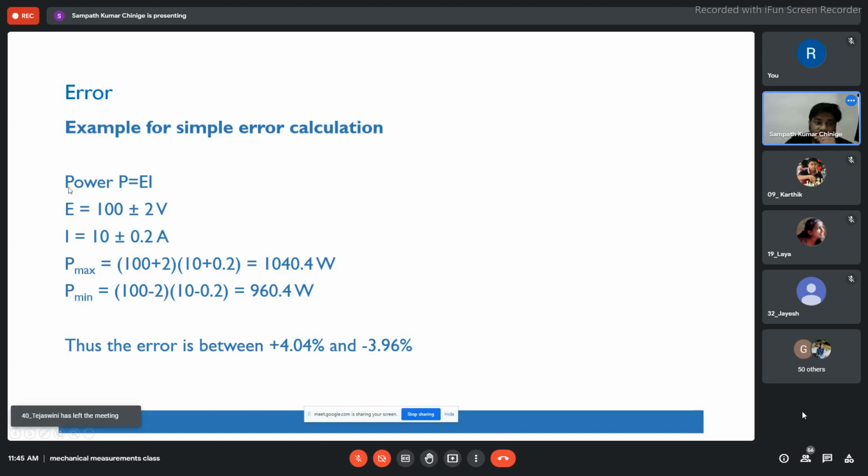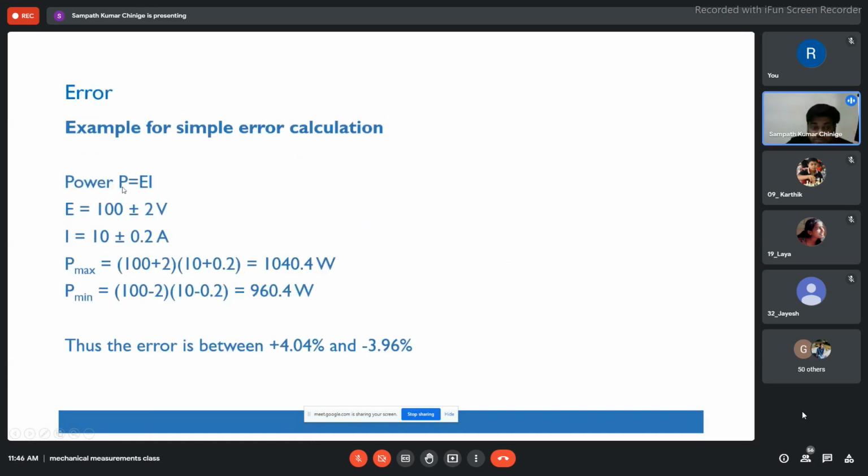But if you want to find out power, which is a function of E and I, on a common sense basis, what I tried, P max and P minimum I found out, and then that error I have found out that this is maximum and this is minimum error that I have. This is basically a gross value.